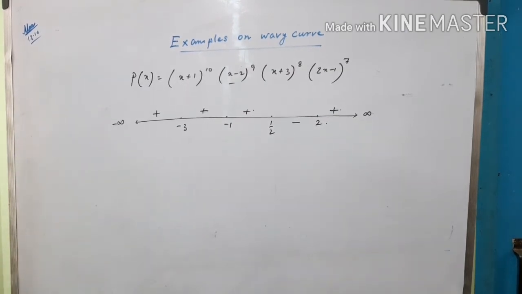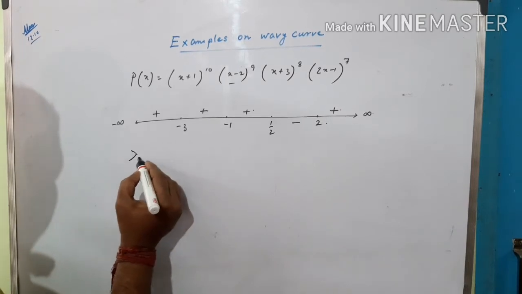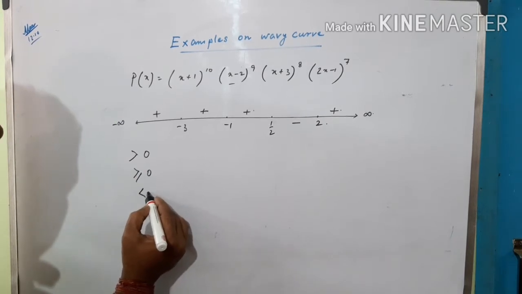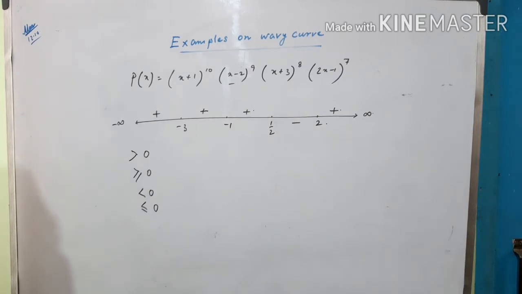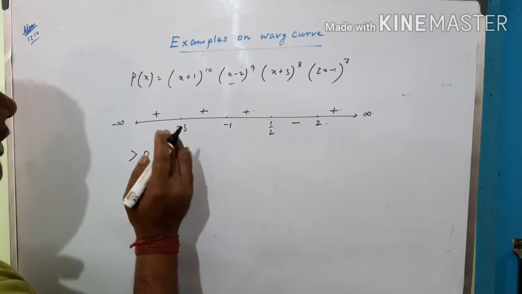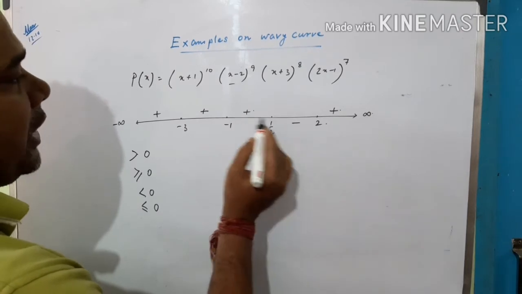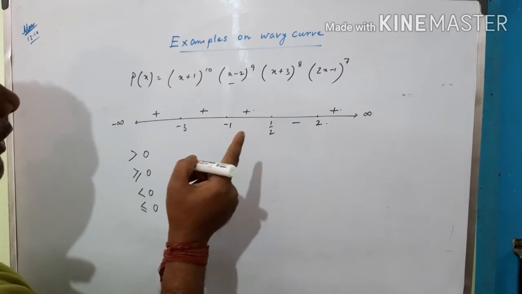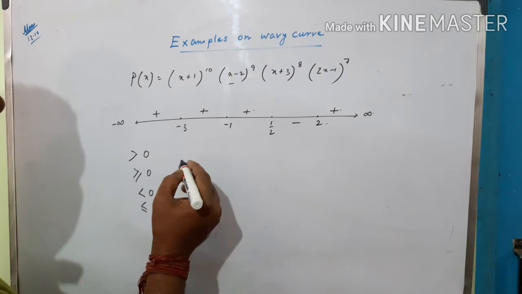Now we shall consider 4 different cases. That is, when the expression is greater than 0, greater than or equal to 0, less than 0, and less than or equal to 0. So see, let us consider the first case, greater than 0. See that here it's positive, and since it is greater than 0, we cannot include any root value. Clear? So in root value, the value of the expression is 0. But here we are not allowing the expression to be 0. Only here we are allowing greater than 0.